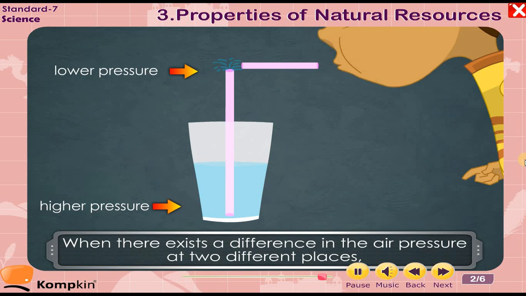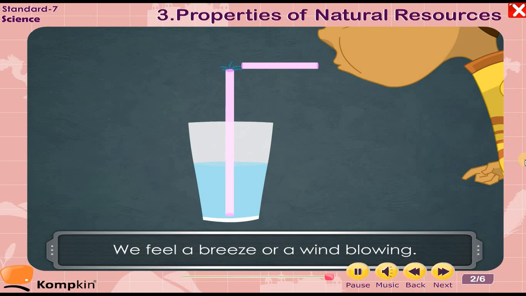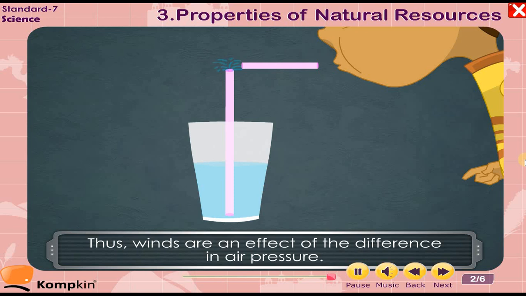When there exists a difference in the air pressure at two different places, the air starts flowing from the place of higher pressure to the place of lower pressure. We feel a breeze or a wind blowing. Thus, winds are an effect of the difference in air pressure.